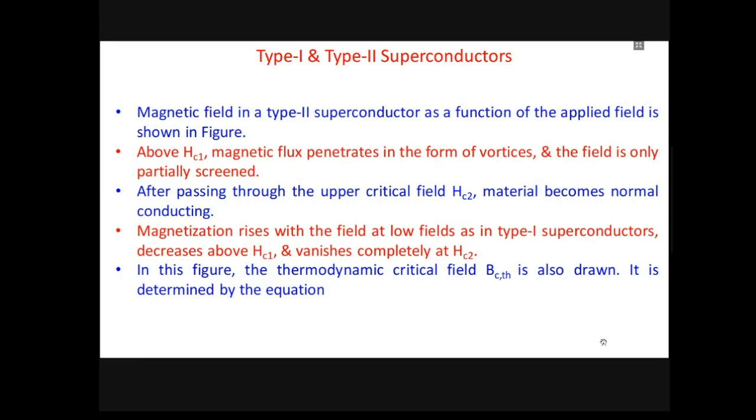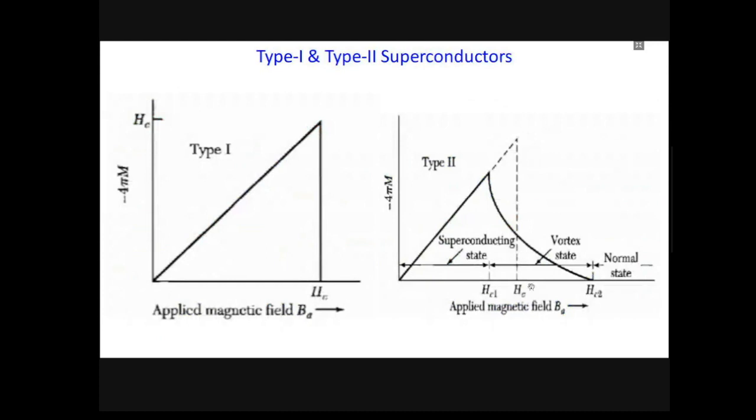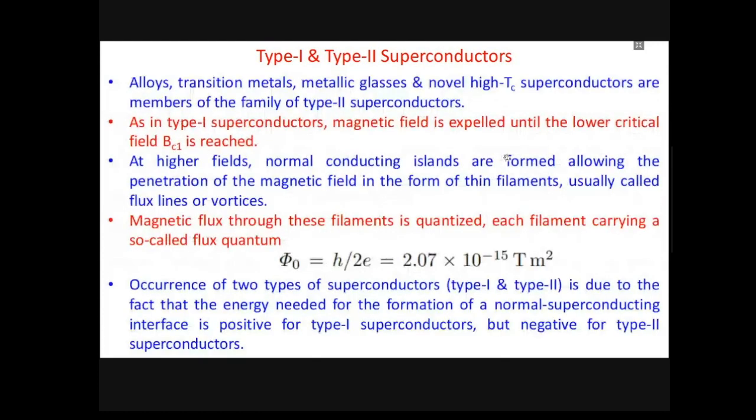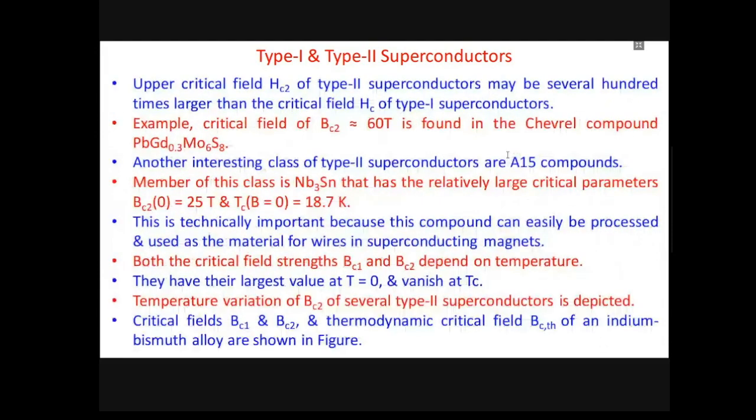In this figure, the thermodynamic critical field is HC. This field HC is the thermodynamically calculated critical field, so that is also drawn, and it is determined by the equations. The upper critical field HC2 of a type 2 superconductor may be several hundred times larger than the critical field HC of type 1 superconductors.